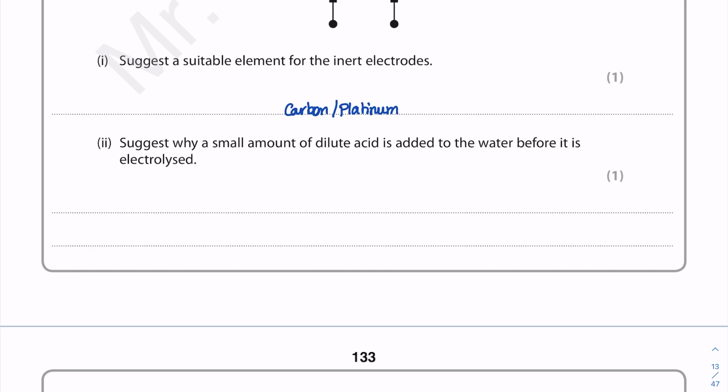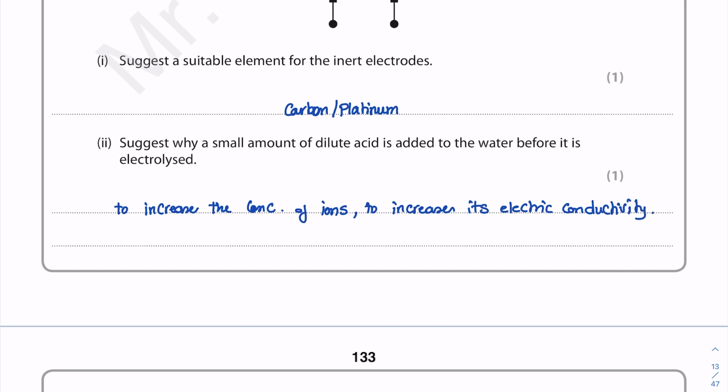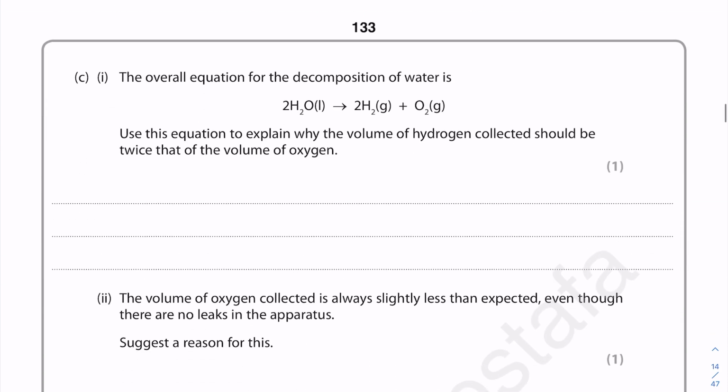We said before that water itself is a very weak electrolyte. You can't electrolyze it unless it has many ions. How? By adding a compound that increases the concentration of ions, so it conducts electricity. So here, to increase the concentration of ions, to increase its electric conductivity. I am increasing the concentration of ions to increase the electric conductivity of water so it can be electrolyzed. Otherwise you wouldn't be able to electrolyze the water.